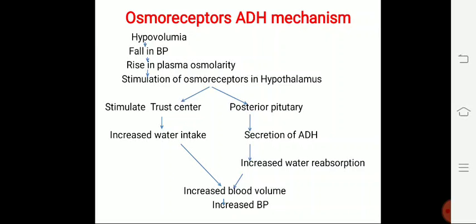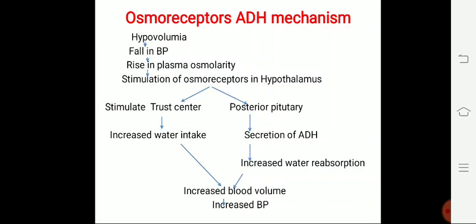When the thirst centers are stimulated, there is increased water intake. When increased water intake is there, increased blood volume increases the blood pressure. When the posterior pituitary is stimulated, there is the secretion of ADH, antidiuretic hormone.